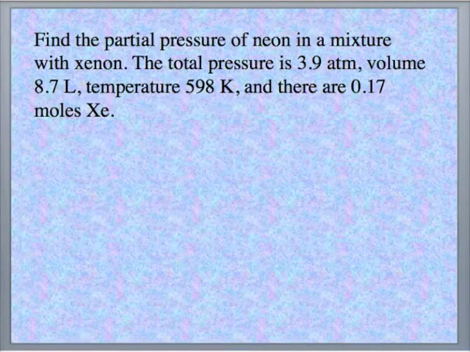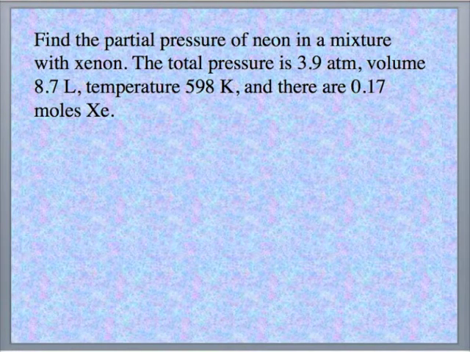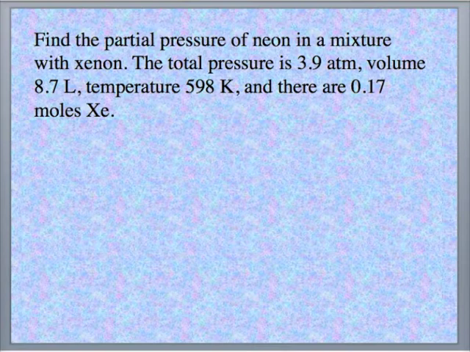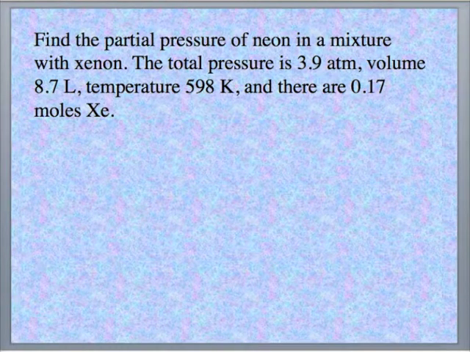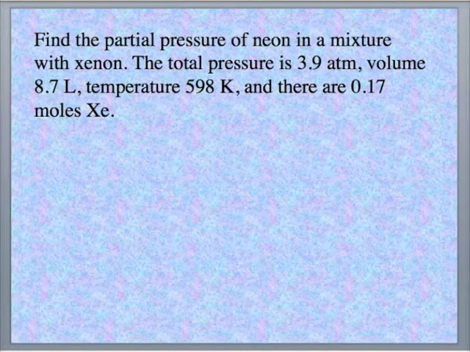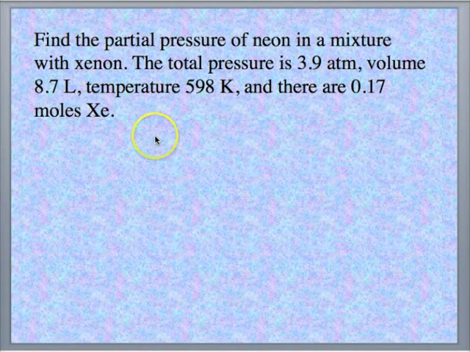So here's a question. Find the partial pressure of neon in a mixture with xenon. And it gives us the total pressure, 3.9 atmospheres, a volume of 8.7 liters, an absolute temperature of 398 Kelvin, and there is 0.17 moles of xenon gas. So how would you do this? Try and do it yourself, then come back and we'll go over it together.